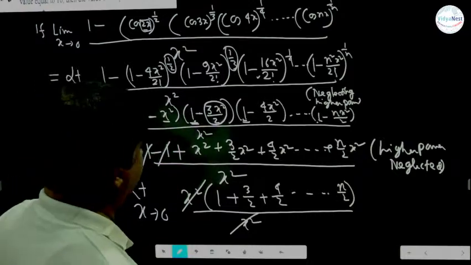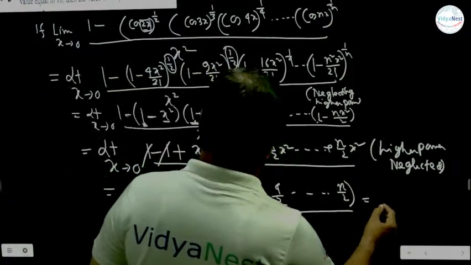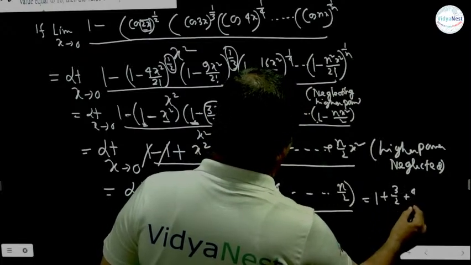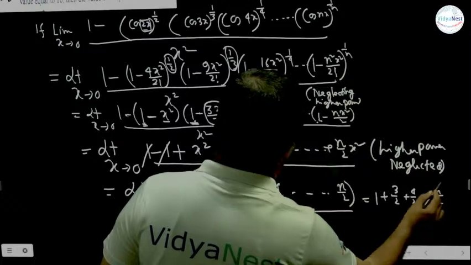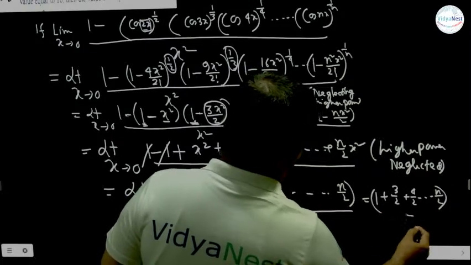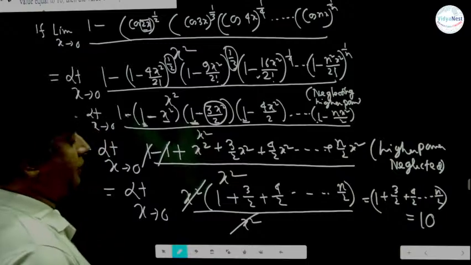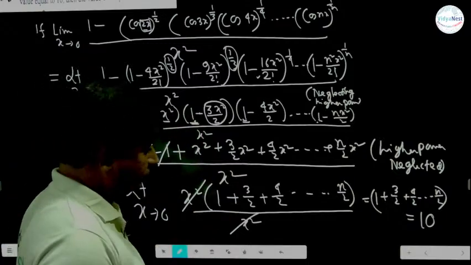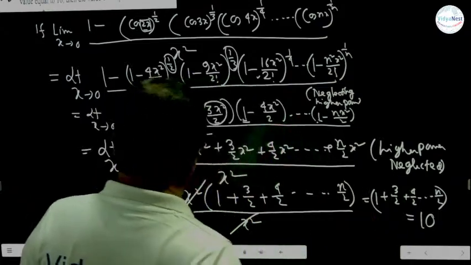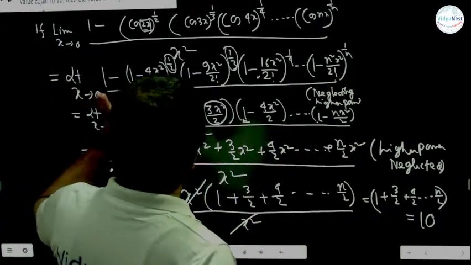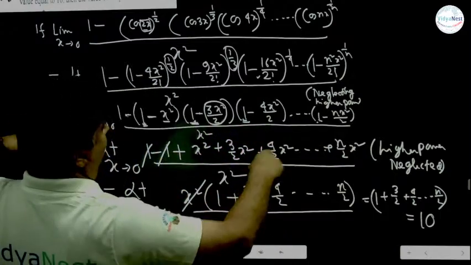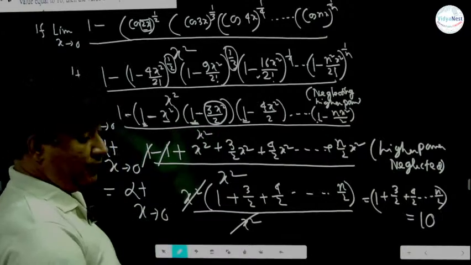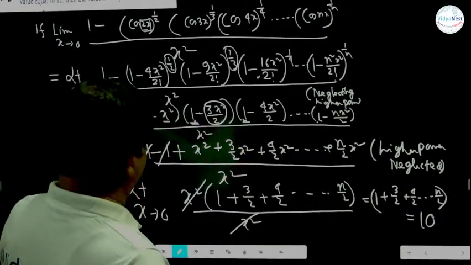Now that result 1 plus 3 by 2 plus 4 by 2 up to n by 2. This result is given in the question what? 10. Okay? Yes or no? And we are told to find n. Hope in multiplication I have not missed out any term. Okay, so you must be careful in this type of sum.